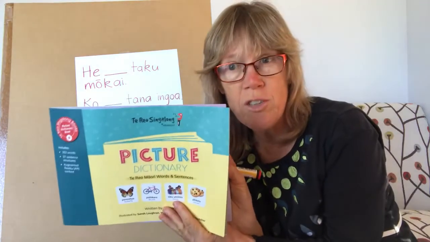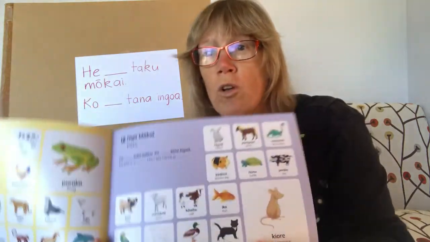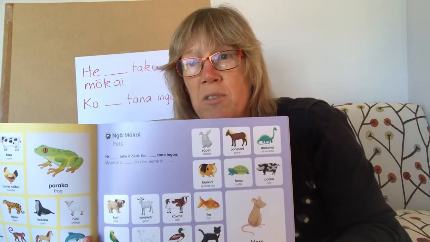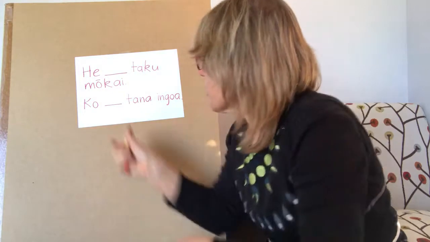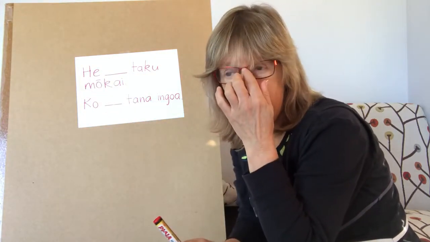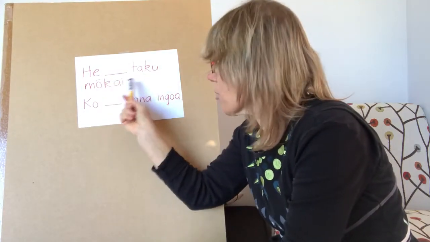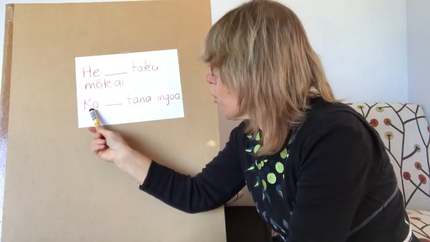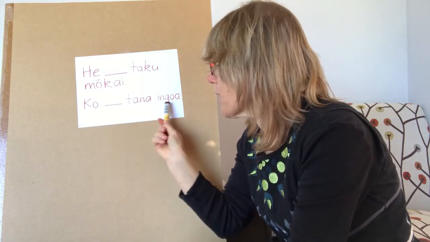It's also one of the sentence structures in our picture dictionary near the beginning, where we've got lots of different pet names there and the sentence structure there as well. So here it is here. So if your pet is a fish, he ika taku mōkai ko, let's say it's Goldie, ko Goldie tana ingoa.